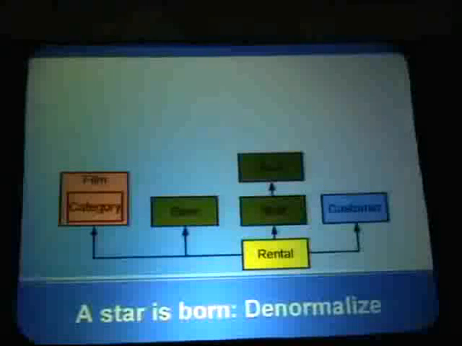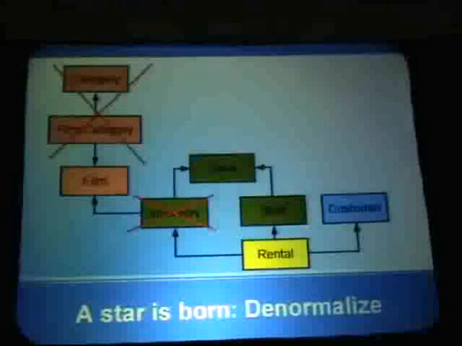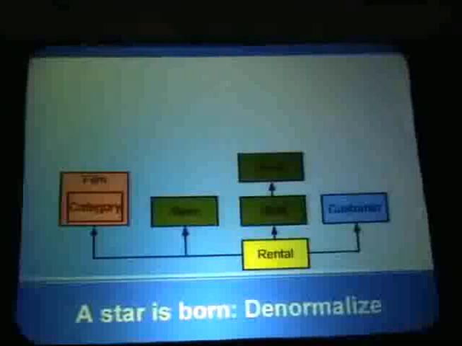And here you can see immediately that we're duplicating data, right? Because you can see that right now staff is pointing to store, but rental is also pointing to store. So we're duplicating the store data. And category used to be an intersection table between film and category, and we folded the different categories into our film table. So that's another way of denormalization.